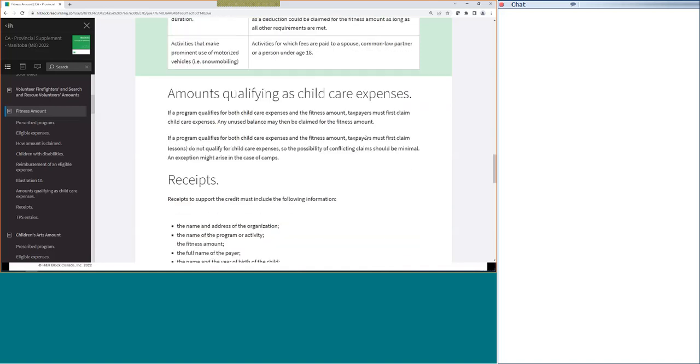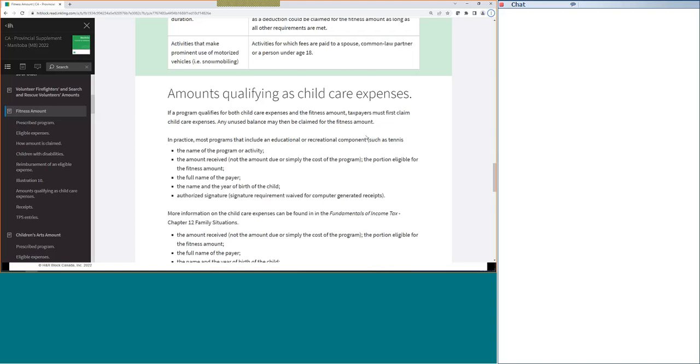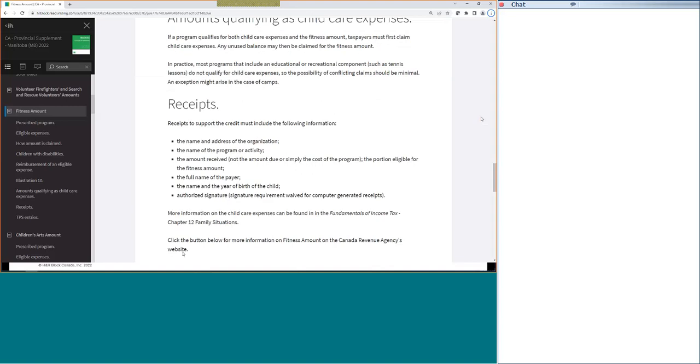Okay. There's a special rule too. If you have something that qualifies both as childcare and as a fitness amount, you have to claim the childcare portion first. We see this most often with day camps or weekend camps. So if you have a weekend camp or a stay-away camp or you're off for a while, you have to use it as childcare first. But the excess portion, the portion that you can't claim because of the limitations for childcare, if they do qualify, can then be used for the fitness amount. So there's a priority here. If you have a sports camp receipt that qualifies as childcare, use it as childcare first. See if there's anything left over. If there's something left over, you can claim up to $500 as a fitness amount. And you have to have the receipts as are here.